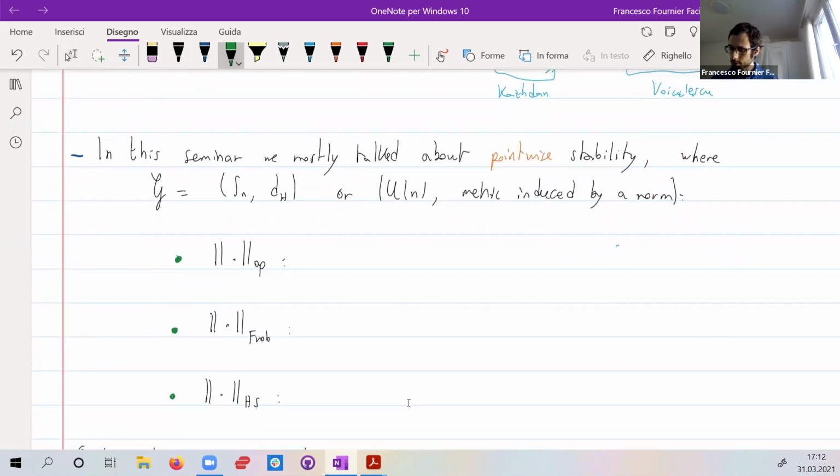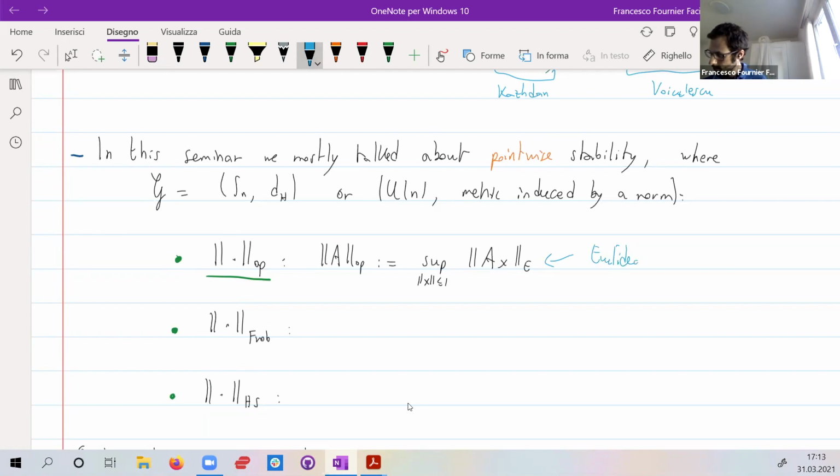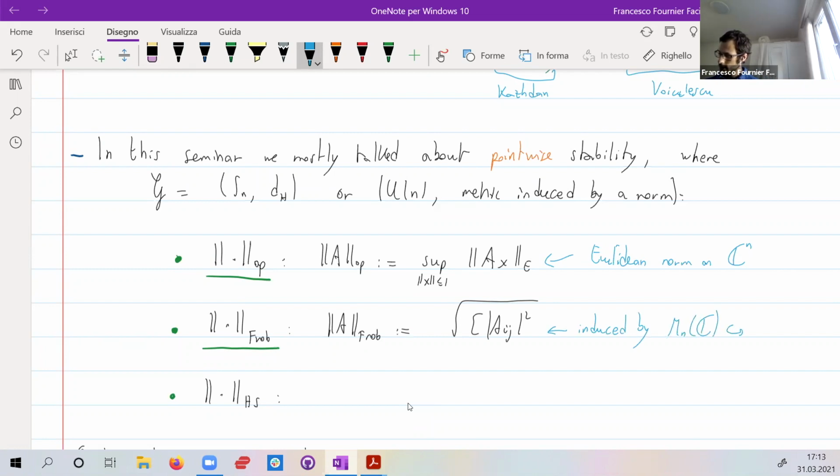First you have the operator norm. What is that? The operator norm is just the supremum over x smaller or equal than 1 of the norm of ax. The important thing that I want to stress here is that this is with respect to the Euclidean norm on C to the n. Then we have talked about the Frobenius norm, which is just the Euclidean norm on the coordinates. So this is the square root of the sum of aij squared. I'm going to describe it as just induced by the inclusion of n times n matrices inside C to the n times n, and then you put again the Euclidean norm on C to the n times n.